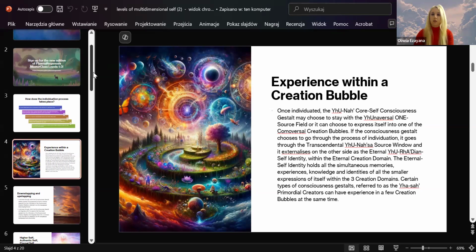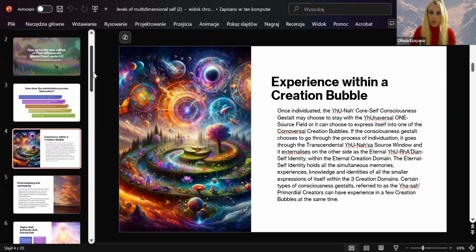Once individuated, the Yuna core self consciousness gestalt may choose to stay with the universal one source field, or it can choose to experience itself into one of the cosmoversal creation bubbles. If the consciousness gestalt chooses to go through the process of individuation, it goes through the transcendental UNASA source window that is right in the center of every cosmoversal creation bubble, and it externalizes on the other side as the eternal Euradian self-identity within the eternal creation domain.